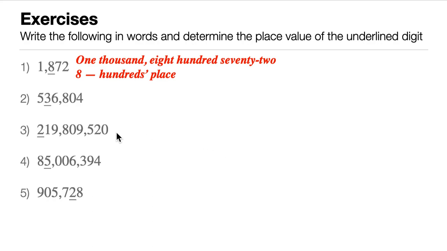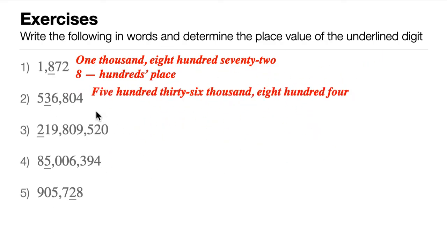Number 2, I'm going to read this. And how do you write this? This is 536,804. Notice that there's a 0 on the tens place, so that's a placeholder only, meaning there are no tens there. 3, what is 3 here? 3 is the 10,000s place.